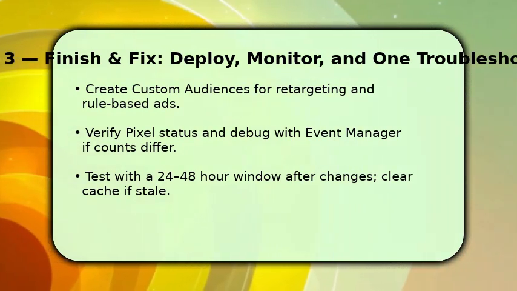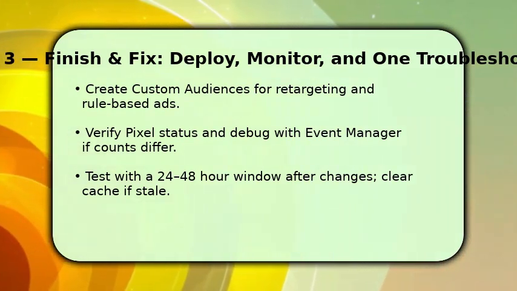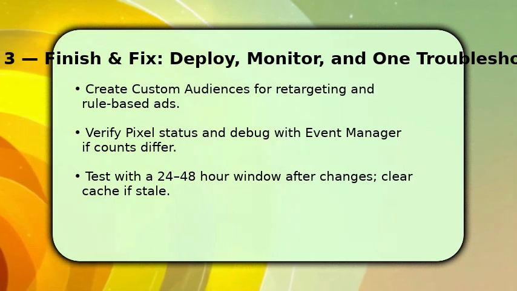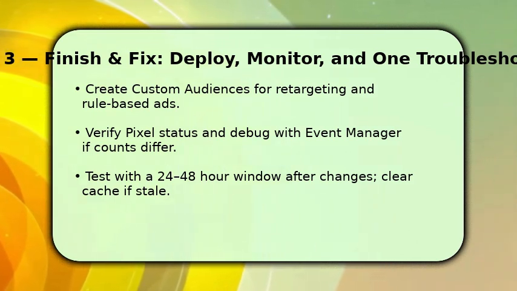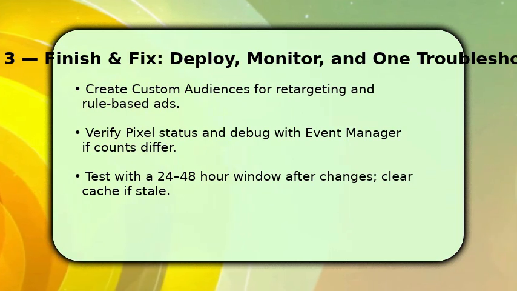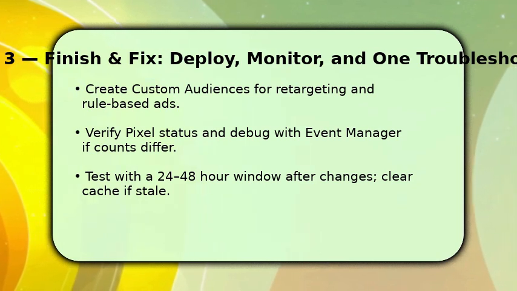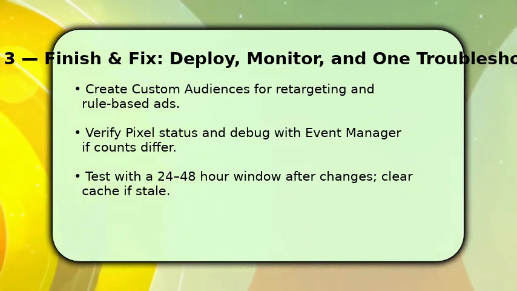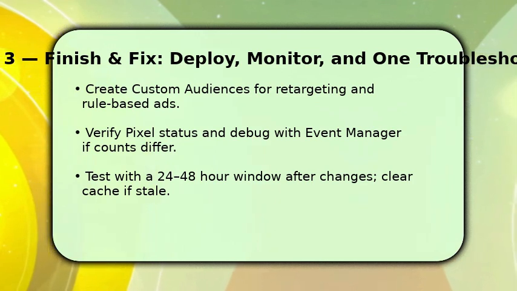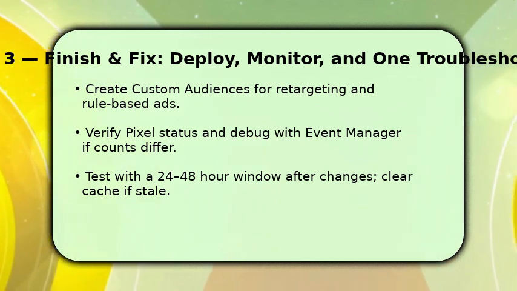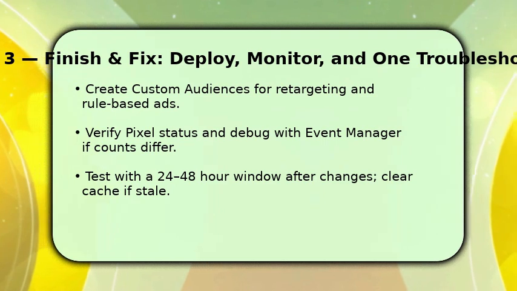If numbers look off, open Event Manager and run Pixel Helper to confirm events fire. Misfires often mean missing tags or blocked scripts. Once fixed, recheck data after 24 to 48 hours to see corrected counts. If the feed still lags, clear browser cache and retry the export. This final loop ensures visitors are identified, captured.